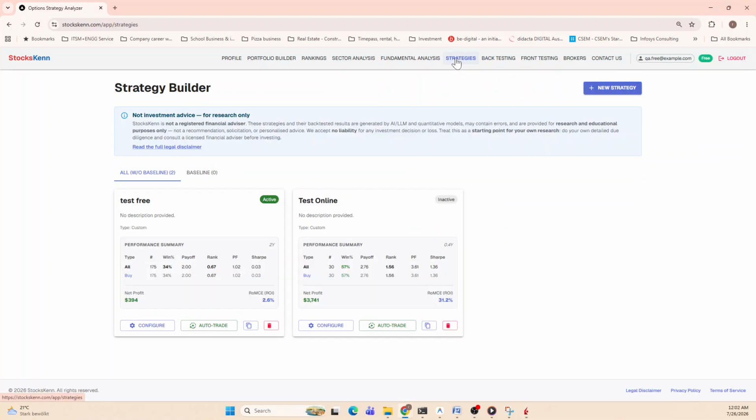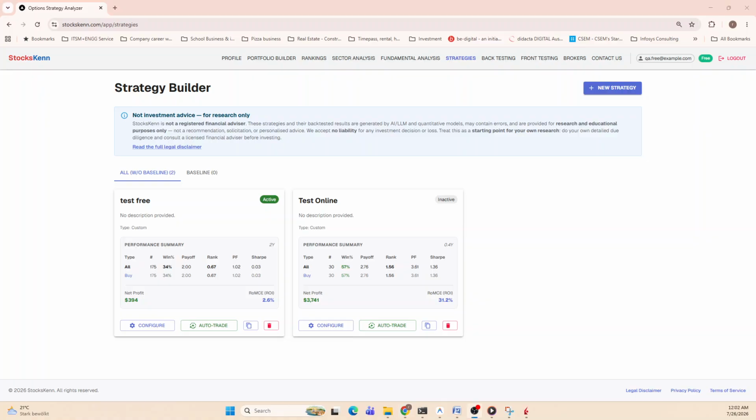And now if I go to strategy, you'll see that the performance summary is also visible here of what you have run. So that's more or less what I wanted to cover in the strategy and backtesting.